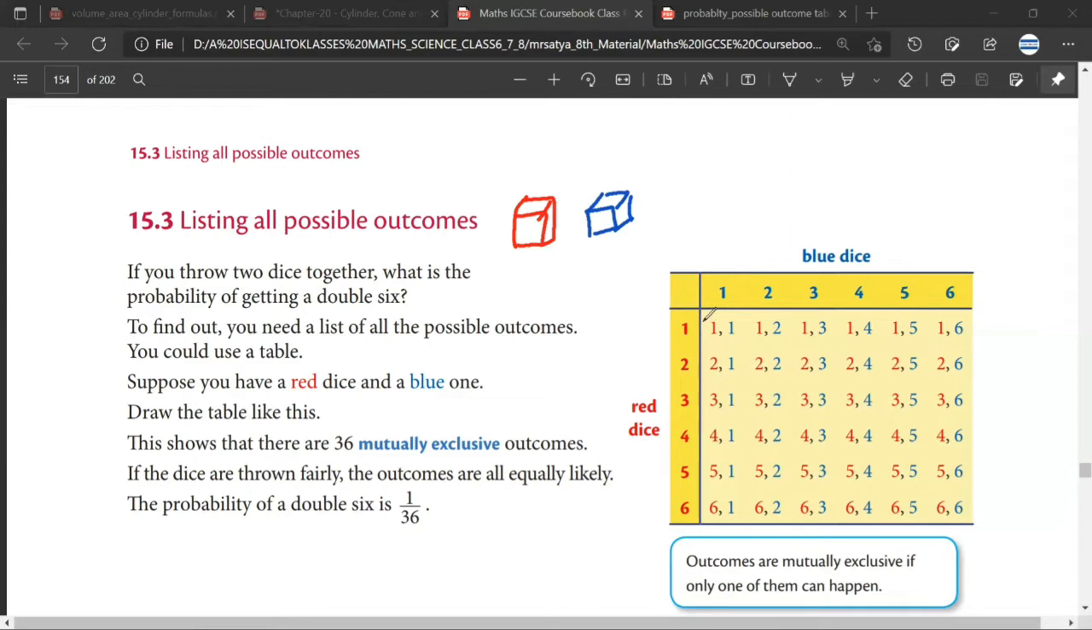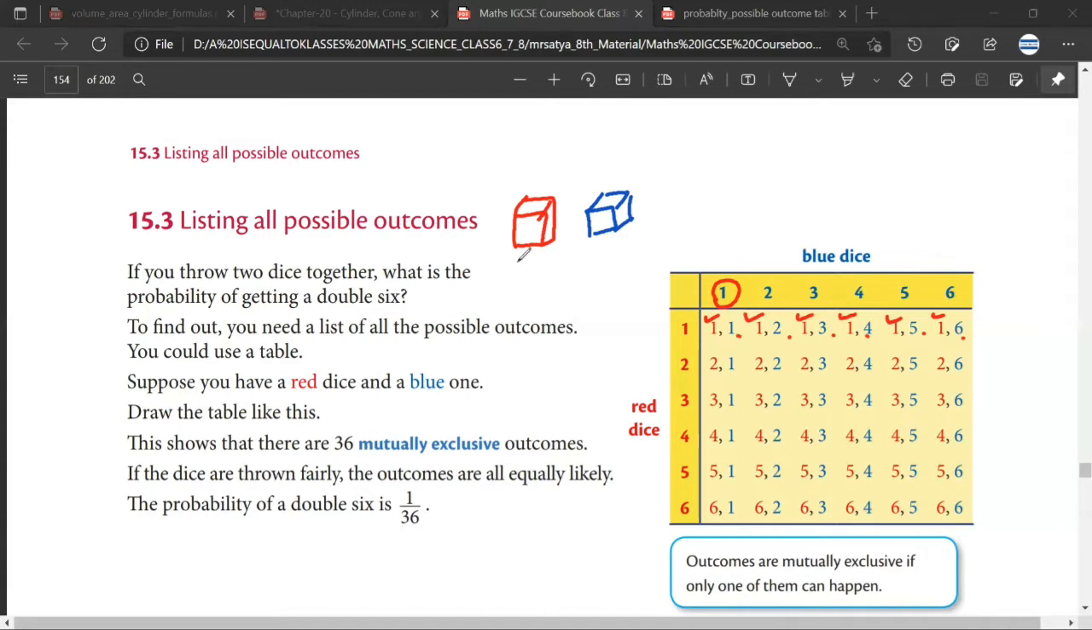So, for example, if I get a 1 as a red, so if you see, one second, I'll use the red pen to make you understand. So, every time I'm getting a 1 here, but the possibility of blue will change. 1, 2, 3, 4, 5, 6. Satya, have you understood? Mr. Satya, have you understood?